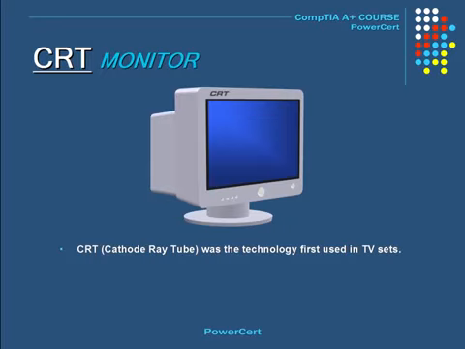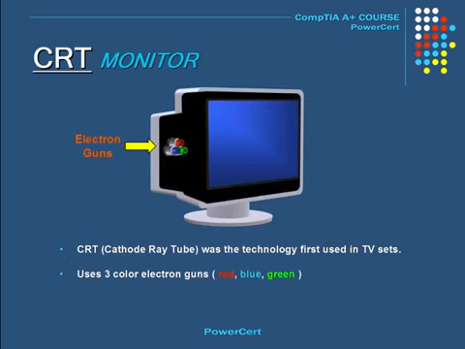An image is produced on a CRT by using 3 color electron guns. These colors are red, blue, and green, which when you combine them, they are able to produce any color on the color spectrum.